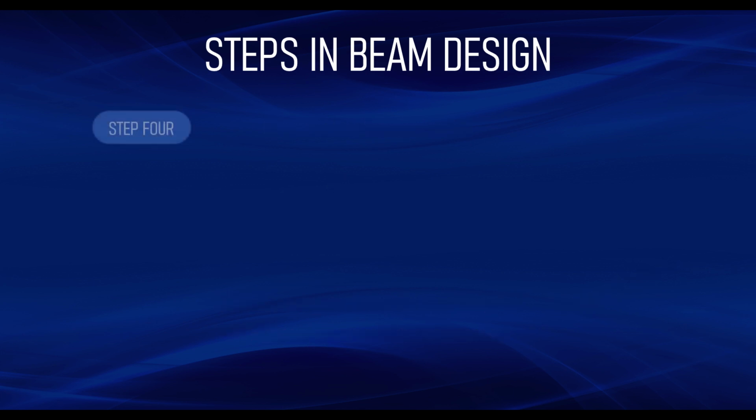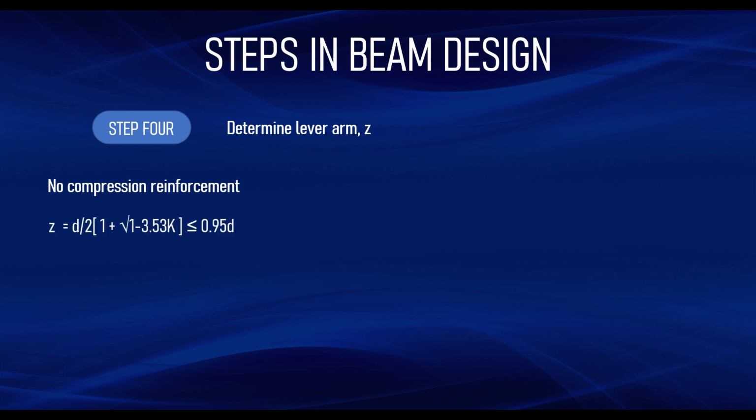So the next step we have to follow is now to determine the lever arm z. The lever arm z depends on whether there is compression reinforcement. In that case, your z is equal to d over 2 into 1 plus the square root of 1 minus 3.53 K. This value must always be less than 0.95 d. But if you have compression reinforcement, that means instead of using K in the z value, you are going to be using K prime.